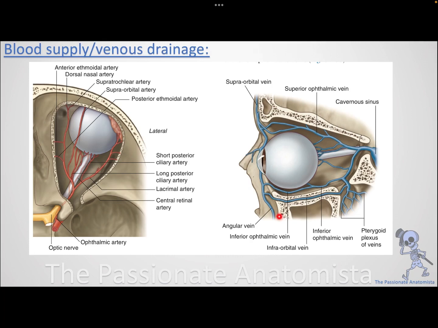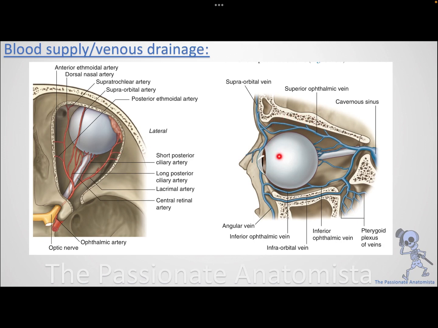For the superior ophthalmic vein and inferior, the only thing I want you guys to know is that the superior ophthalmic has communication with the cavernous sinus. It drains into the cavernous sinus. And the inferior ophthalmic has communication with the pterygoid plexus of veins, which is very important for the spread of infection.